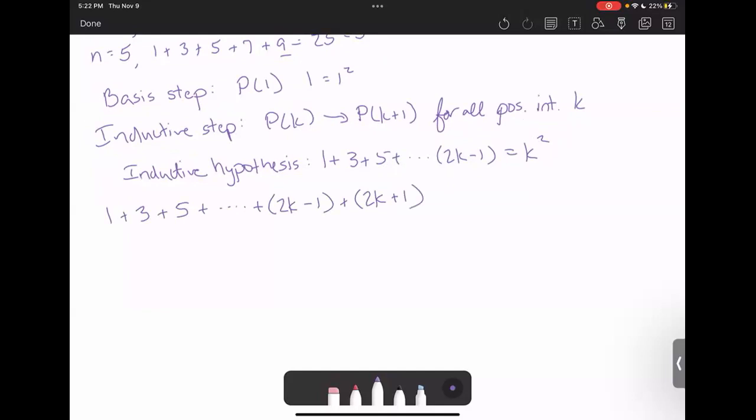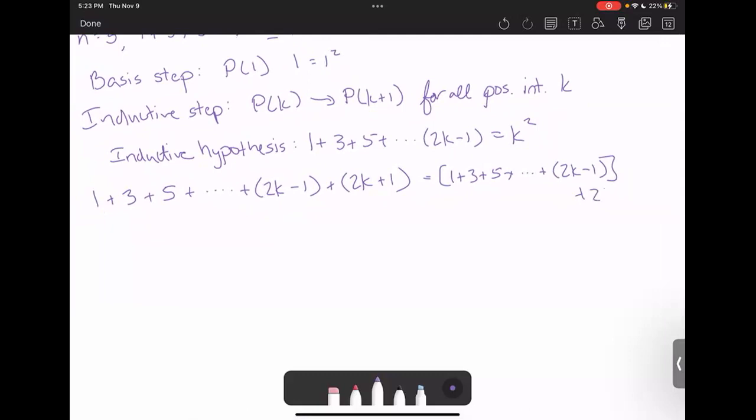We add 2 every time. We're gapping 2 every time, so we go from 2k minus 1 to 2k plus 1. If we're thinking about that, similar to our previous one, we've got 1 plus 3 plus 5 plus all the way down to the 2k minus 1 plus 2k plus 1. And we know that our first piece is k squared by the inductive hypothesis. And then we have k squared plus 2k plus 1.